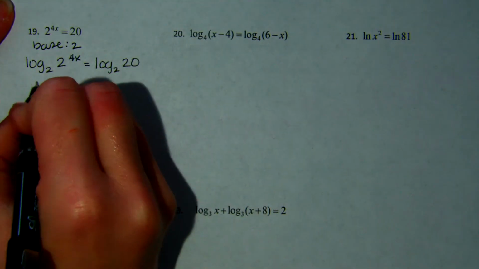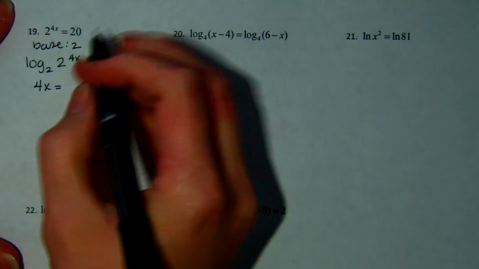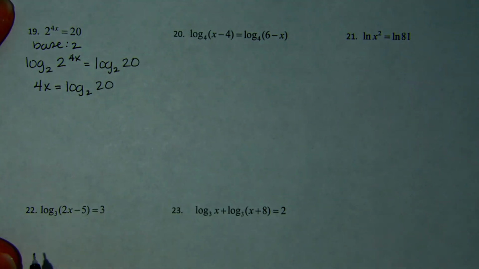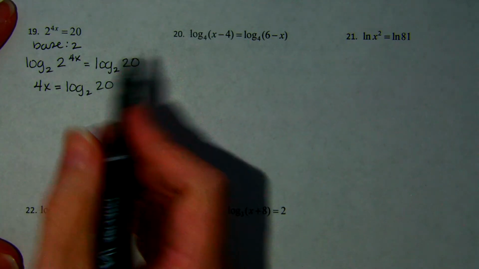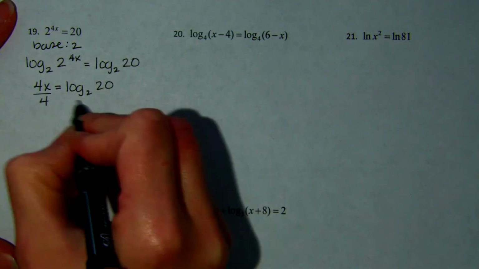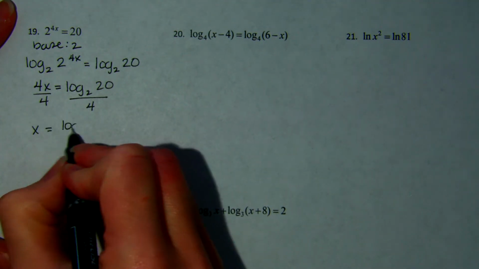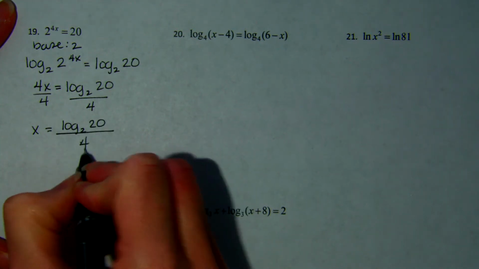This over here simplifies to just 4x. And log base 2 of 20, I don't know what that is. And so I'm just going to leave it. I'm going to leave it log base 2 of 20. I need to still solve for x, so I do that by dividing both sides by 4. I get x is equal to log base 2 of 20 all divided by 4.